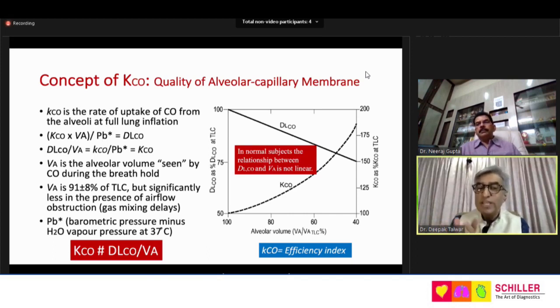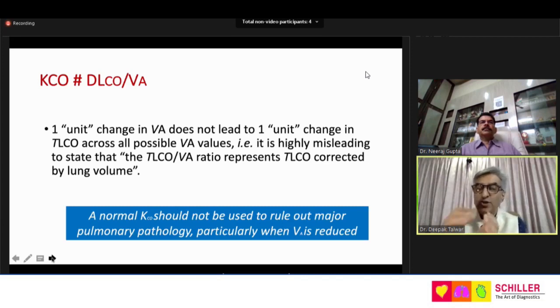So KCO is not equivalent to diffusion capacity corrected for the volume. Although it looks like that in an equation, it also has to be corrected for the barometric pressure. It is a little difficult concept to understand, but if you remember this picture in mind, you'll remember the relationship is not linear. That's a very important thing. So 1 unit change in VA does not lead to 1 unit change in DLCO across all possible VA values.